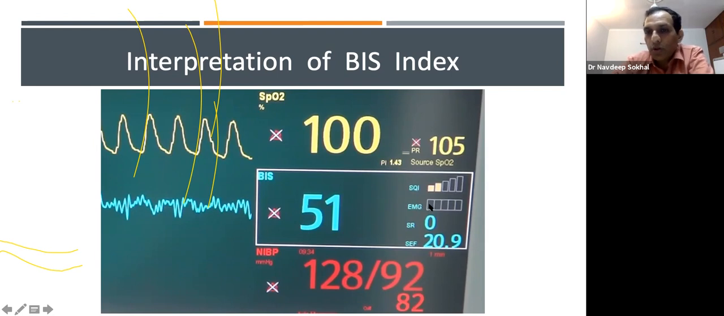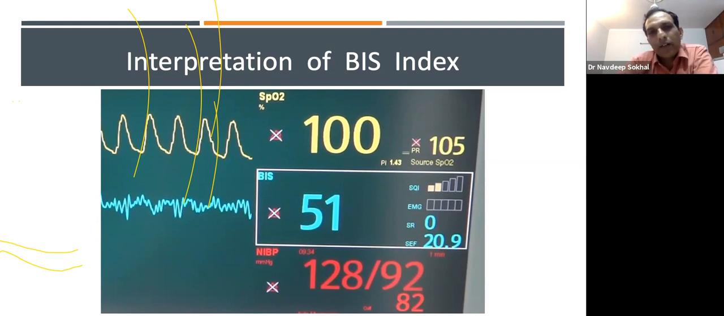There is no contamination from EMG. There is no EMG. Burst suppression ratio is zero, which means he is not having burst suppression. And SEF is 20.9, this spectral edge frequency itself says that the patient is not well sedated. So this value 51 is not reliable.